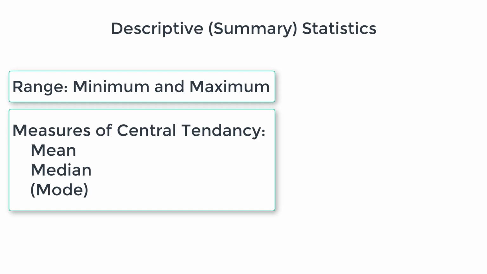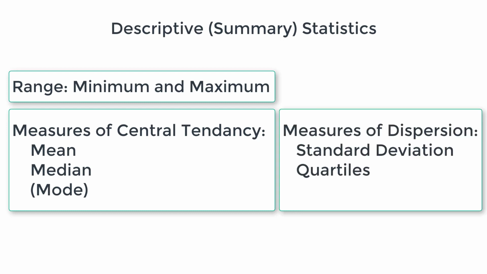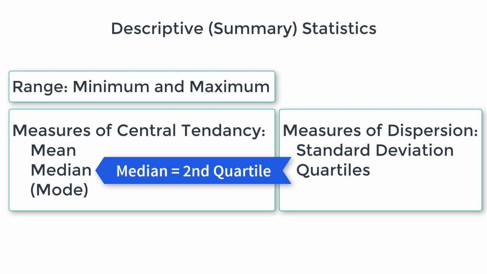We also have, related to these measures of central tendency, measures of dispersion. And those measures of dispersion include standard deviation, which we use in relationship to the mean, and the quartiles, which we use in relationship to the median.